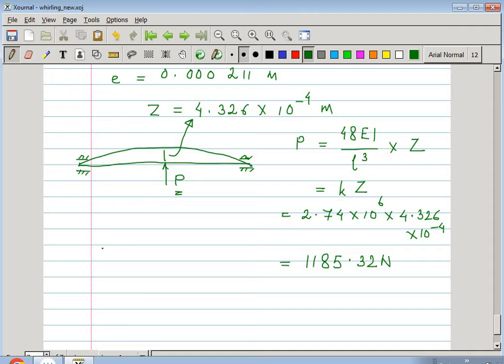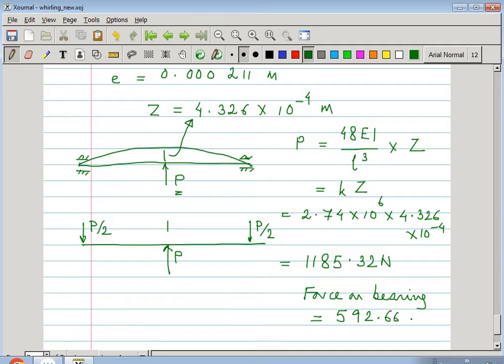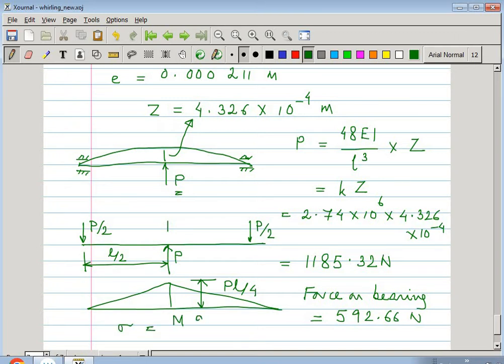Half of this force P. That means if this is P, the bearing forces are P by 2 and P by 2. So the bearing force on bearing is equal to 592.66. Now you can also draw the bending moment like this. This is the bending moment diagram, and you know this is PL by 4. So P by 2 multiplied by L by 2, so PL by 4, and from here you can find out sigma as M into D by 2 by I, because Y is half of diameter of the shaft.